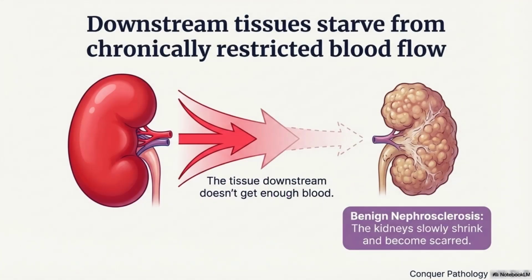What is the consequence of that tiny lumen? Read the slide. Downstream tissues starve from chronically restricted blood flow. Because the pipe is narrowed, the tissue downstream doesn't get enough blood. The most classic example of this is in the kidneys, leading to benign nephrosclerosis. Because they are starved of blood, the kidneys slowly shrink and become scarred.